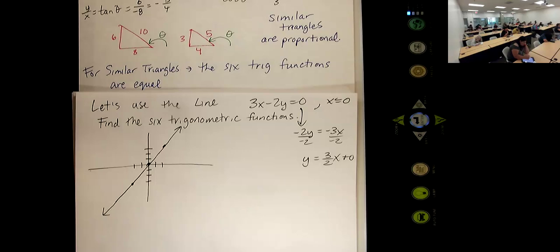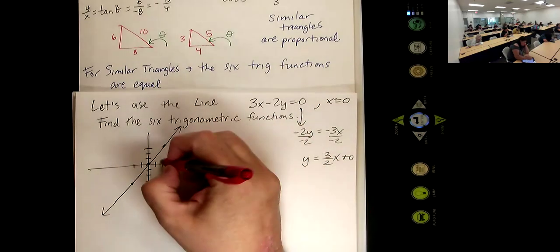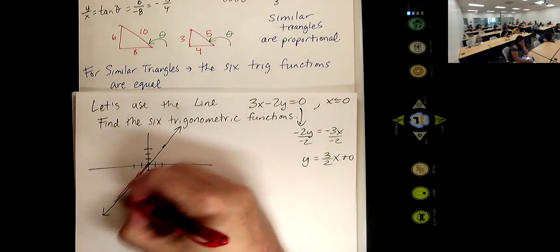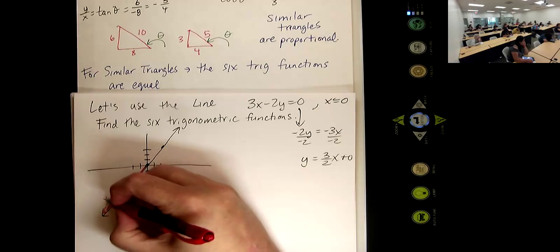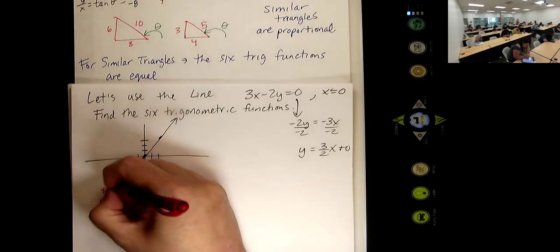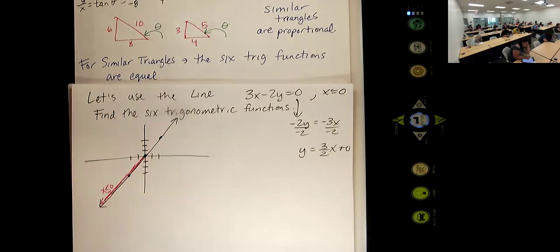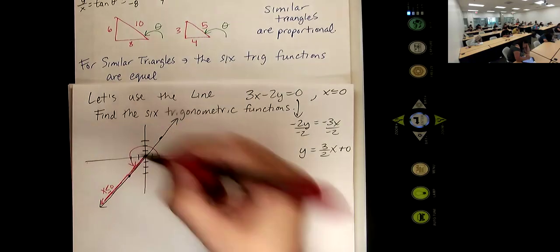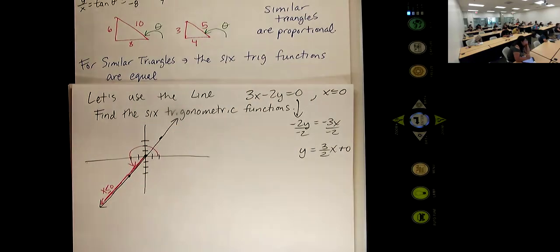Alright, so like theta, it says x is negative, so we're looking at this part of the line. X is less than 0 over here. We're looking at that part of the line, which means this is doing that. That's our theta.